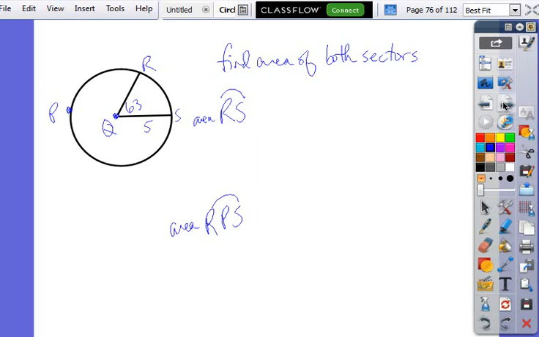All right, it's asking me to find the area of both sectors. So on the area of a sector, I'm going to do degree over 360 times pi r squared.